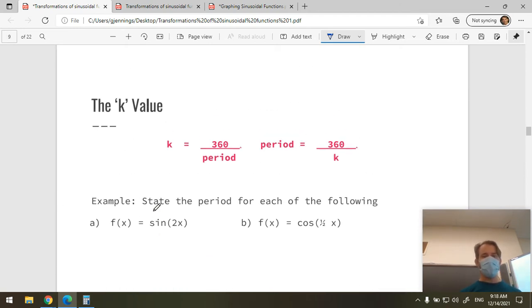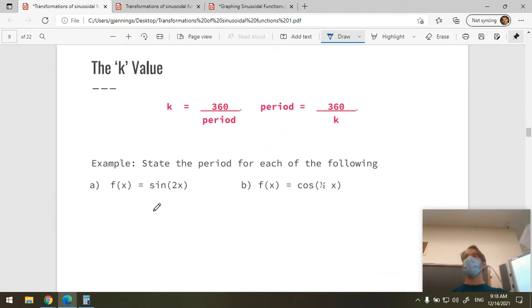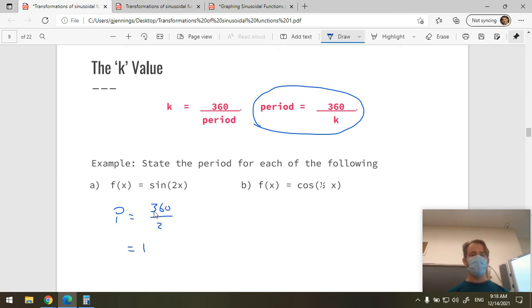So if we take a look at these types of problems, and I have a few different ones for you on the sheet, so the ones on your sheet are different. You can do those. If I have sine 2x, and I want to know what the period is for that, well, I can find out by using this formula here. Period is equal to 360 divided by k. So in this case, the period is going to be equal to 360 divided by 2. Well, that's 180. That's a question that I asked you just a second ago. So the period there would be 180 degrees, or 180 of your x.